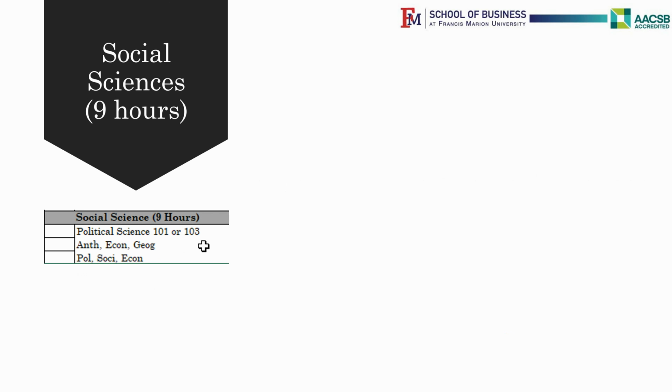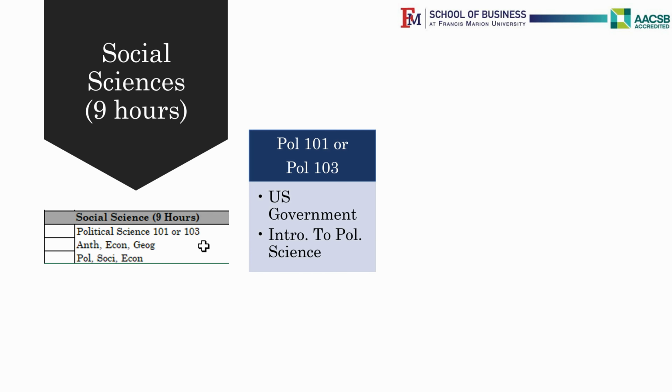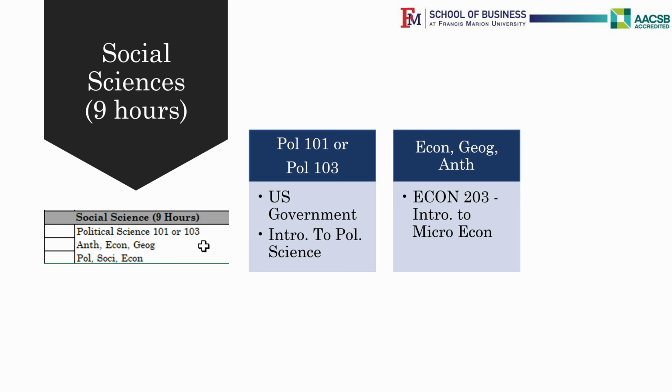Social sciences require 3 courses of 3 hours each. Political Science 101 or 103, which is U.S. Government or Introduction to Political Science. HCI majors should take Econ 203 and Sociology 201. HCA majors can take economics, geography, anthropology, sociology, or another political science for the other 2 social sciences classes.